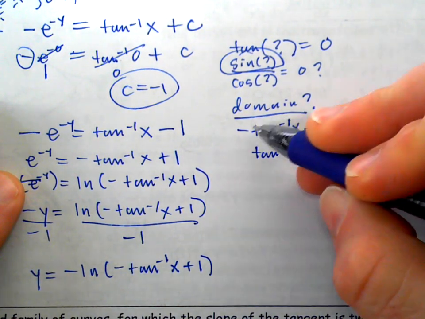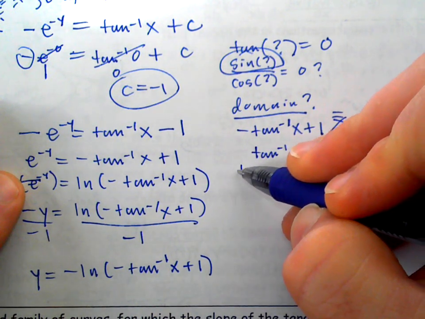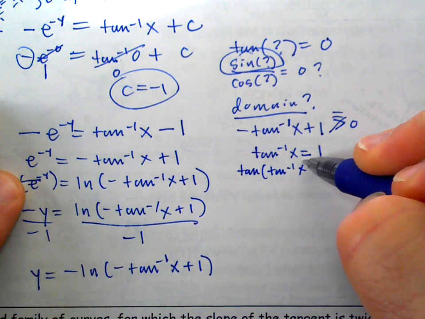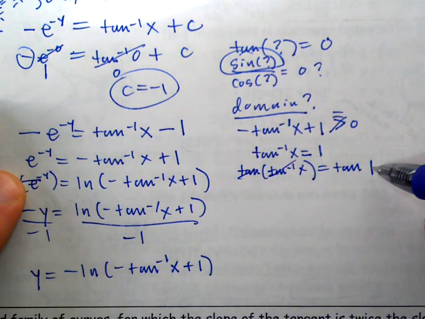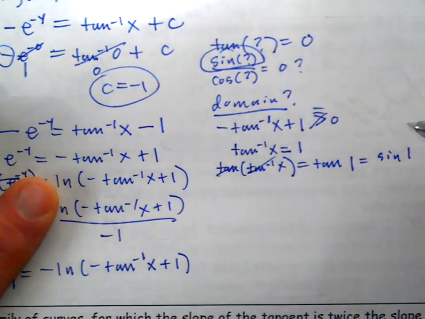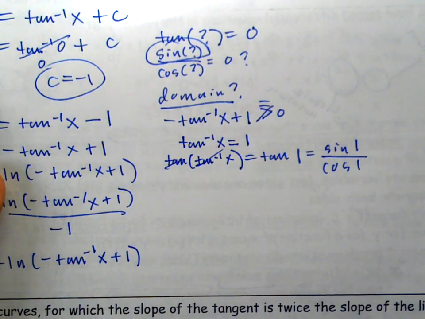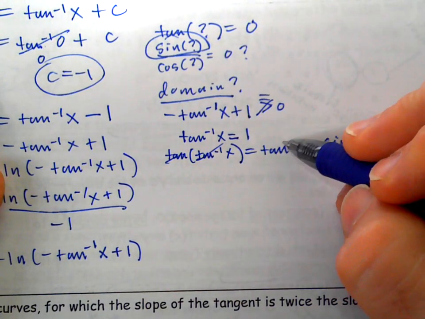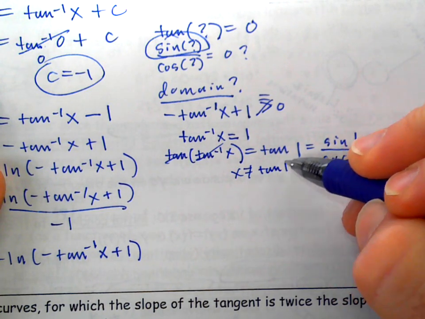Subtract 1, divide by negative. So then how do you get rid of inverse tangent? You take the tangent of both sides, right? Tangent of both sides, and those cancel. Then what's tangent of 1? Well, that's sine of 1 over cosine of 1. We don't know what that value is, so I guess we're just going to stick with this. x cannot be tangent 1.